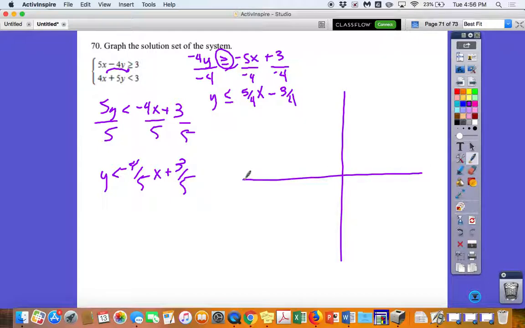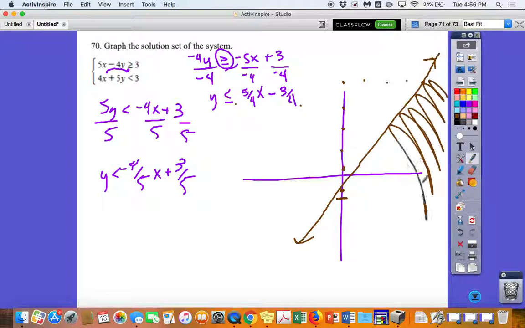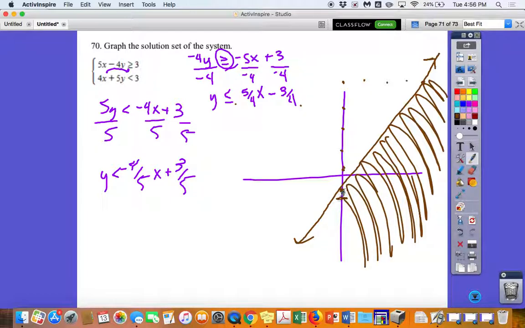Okay, so when we go through and we graph, this guy is starting at negative 0.75. So if that's 1, 3/4 of the way there. And then we're going up 5/4. So 1, 2, 3, 4, 5, 1, 2, 3, 4. Okay, it's a solid line. And according to this, we are now less than, because it's below. Okay, so that's that one.